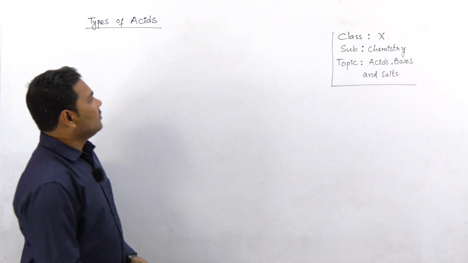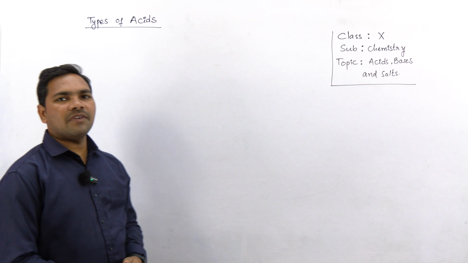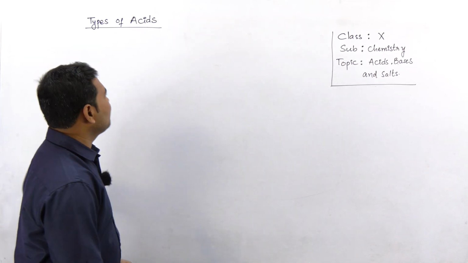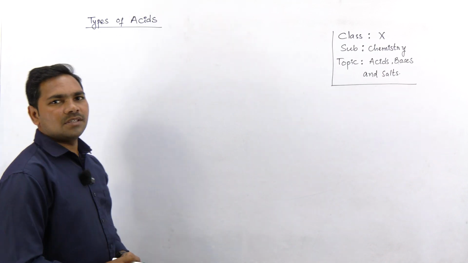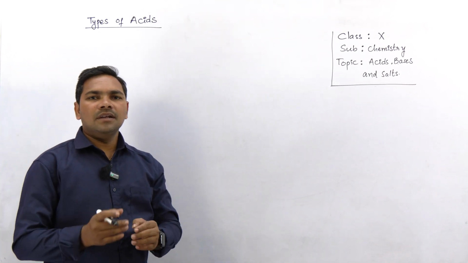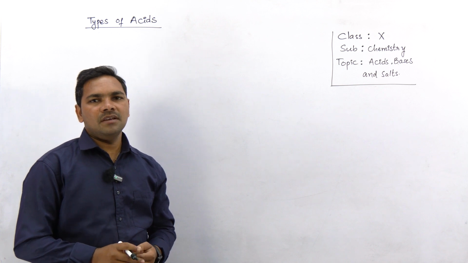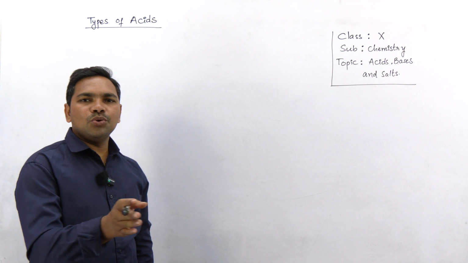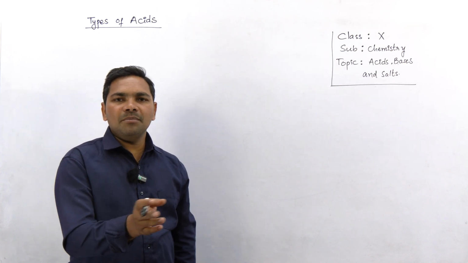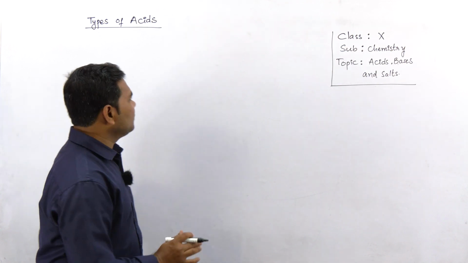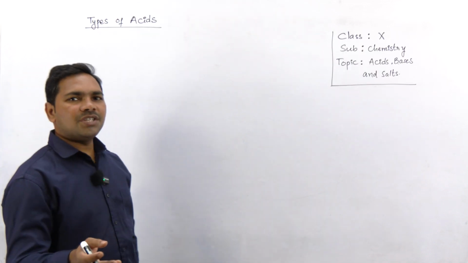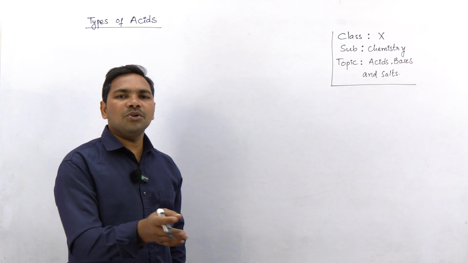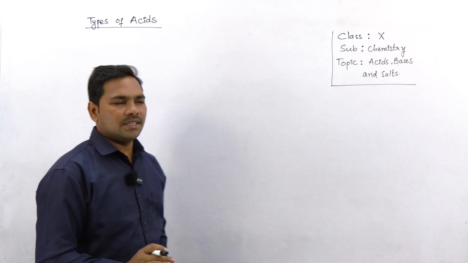In this video, we will discuss different types of acids in class 10th chemistry, acids, bases and salts. In a previous video, we discussed that acids turn different indicators into different colors. Acids turn blue litmus to red, methyl orange to red or pink, and phenolphthalein becomes colorless. So the substances which turn blue litmus red, methyl orange pink, and phenolphthalein colorless are generally acids.